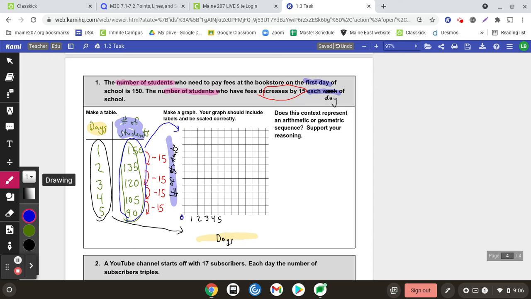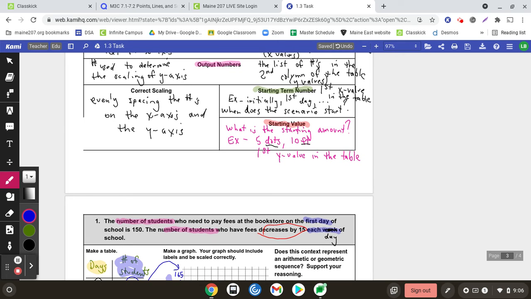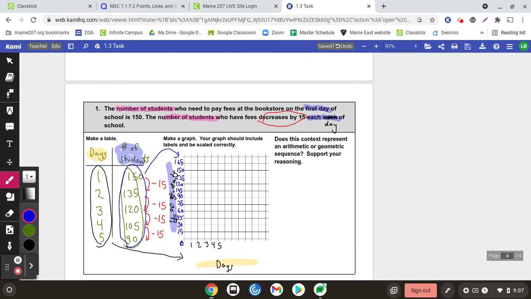So I'm going to say this is 0, this is 15, this is 30. 30 plus 15 is 45. 45 plus 15 is 60. 75, I keep continuing, 90, 105, 120, 135, and 150. And I could stop right there because the highest amount is 150. But if you want to put 165, go for it. And now I have done, from the previous page, the correct scaling. Evenly, that's the key word, evenly spacing the numbers on the x-axis and the y-axis.